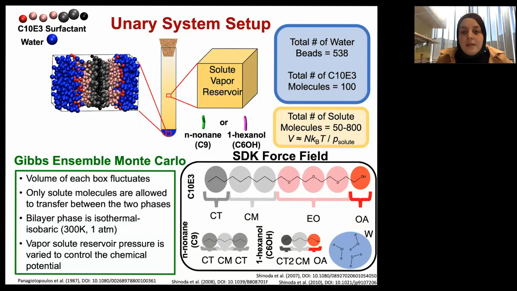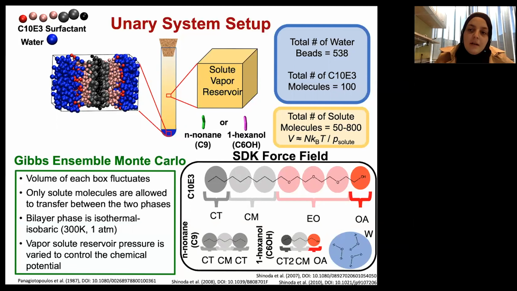Now, in this simulation, in the surfactant bilayer box, we had 538 water beads and 100 surfactants. And in the vapor, based on the solute of interest, we ranged anywhere from 50 to 800 solute molecules in the vapor box, and we only allowed the solute molecules to swap back and forth. For this simulation, we used a force field known as SDK, a coarse-grained force field, and you can see the different beads that we use, at least for the surfactant.